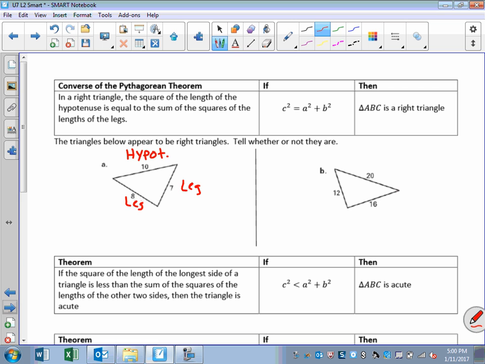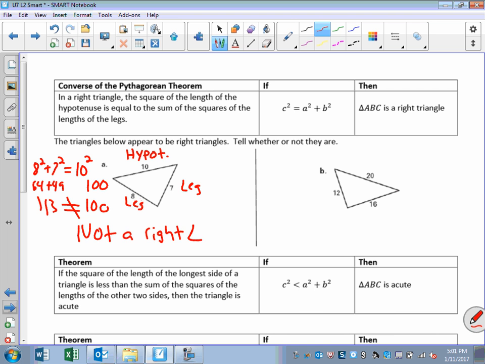So we would have 8 squared plus 7 squared and see if that equals 10 squared. We've got 64 plus 49, and we've got 100. Now maybe at this step you can already tell, but 64 plus 49 is going to be 113, which does not equal 100. So this is not a right triangle, because they do not equal.